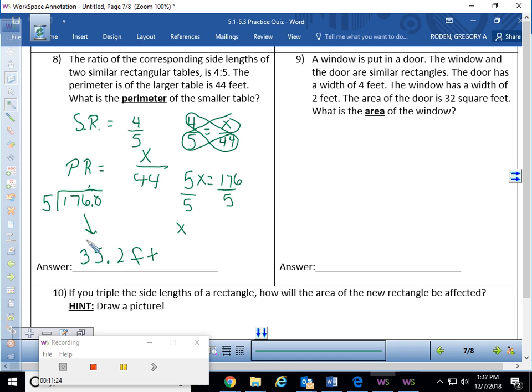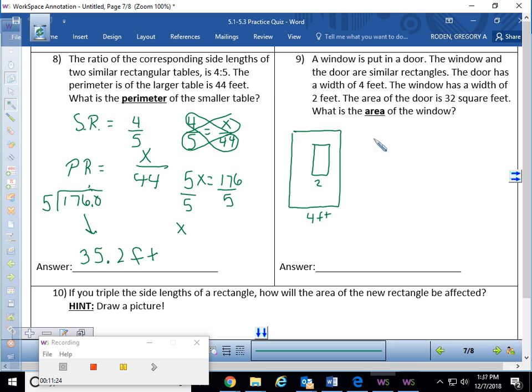Great. So now let's go ahead and do this one. A window is put into a door. It looks like the door to Mr. Roden's classroom. There's a window inside a door, just like that. That's pretty neat. The windows are similar, so it's telling us these two are similar rectangles. Cool. The door has a width of 4 feet. The window has a width of 2 feet. The area of the door is 32 feet. What is the area of the window?